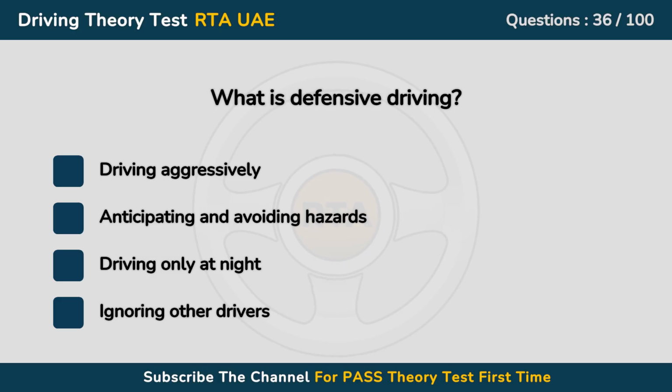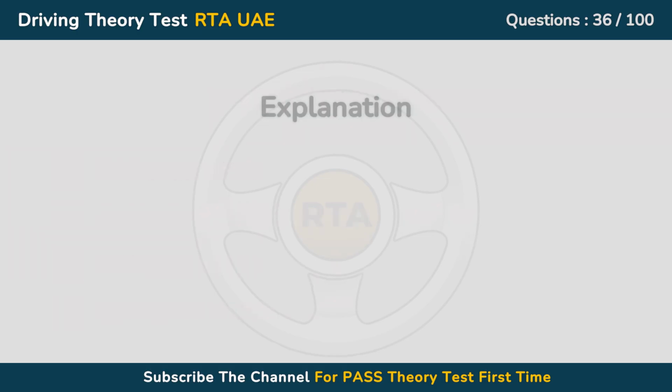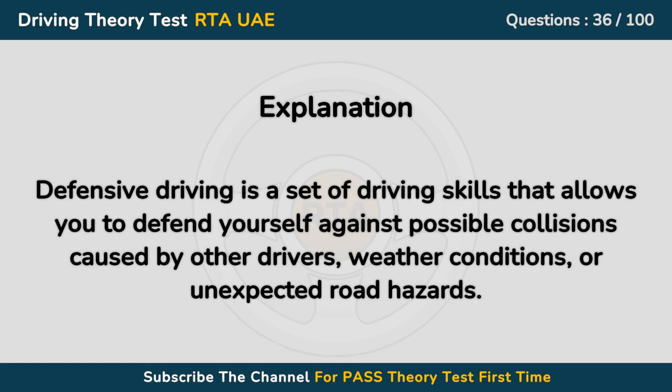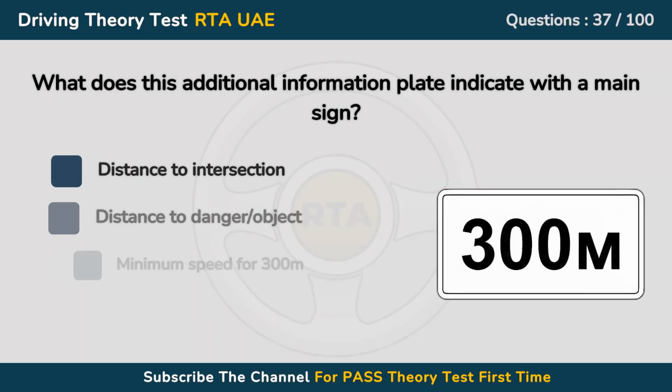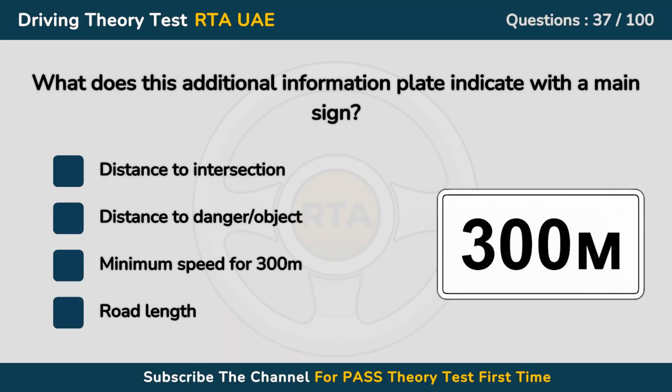A. Driving aggressively. B. Anticipating and avoiding hazards. C. Driving only at night. D. Ignoring other drivers. Answer is B. Anticipating and avoiding hazards. Defensive driving is a set of driving skills that allows you to defend yourself against possible collisions caused by other drivers, weather conditions, or unexpected road hazards. Question 37. What does this additional information plate indicate with a main sign?